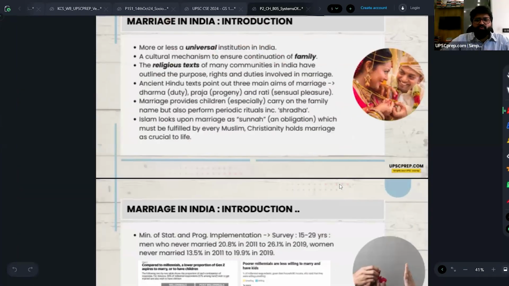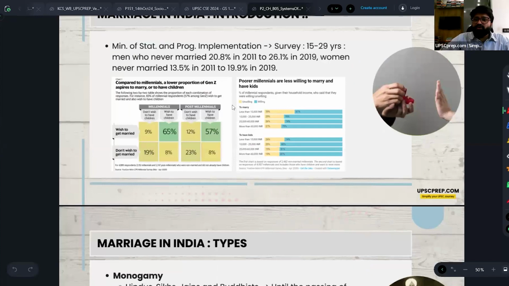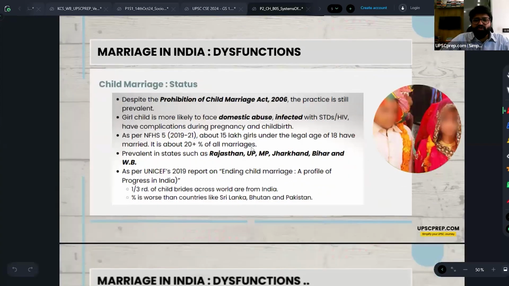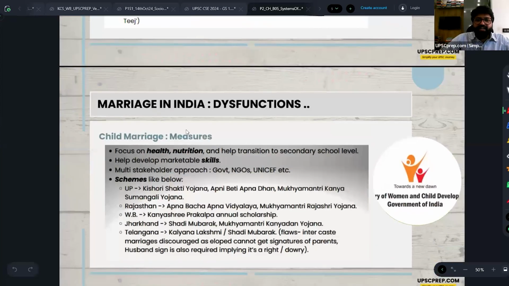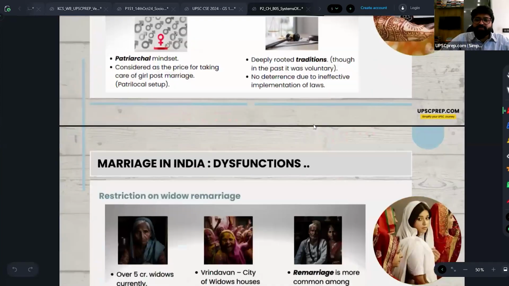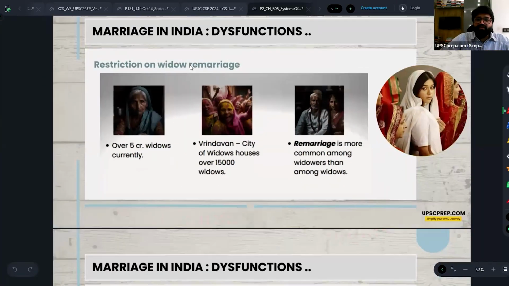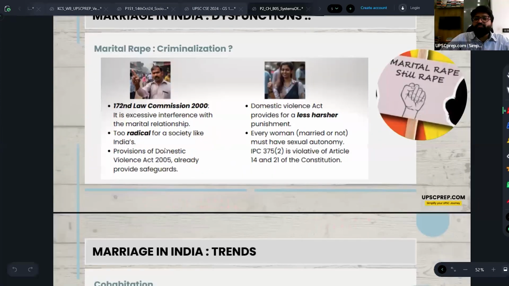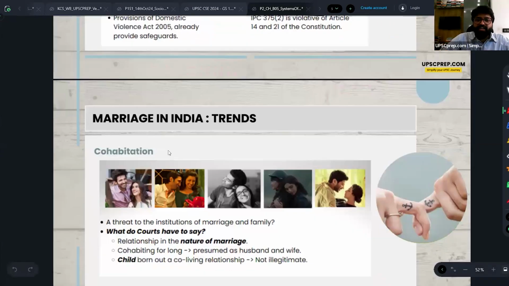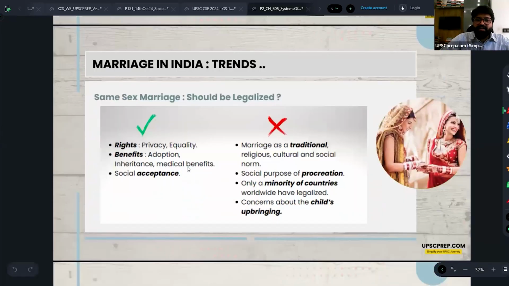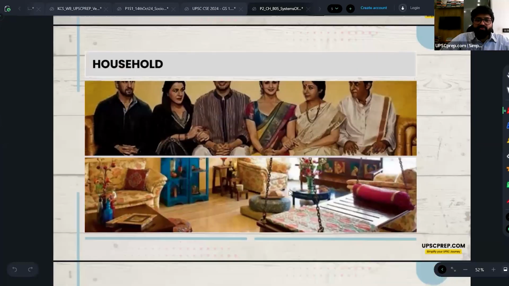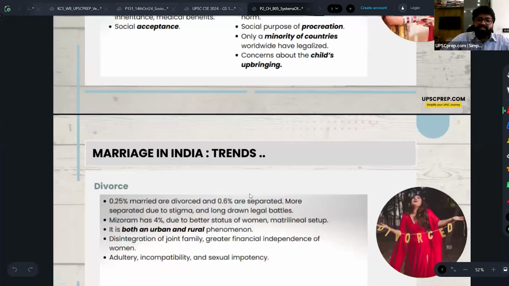so many things that we're including, a lot of surveys, a lot of data that we're going to discuss as part of sociology. What are the dysfunctions? What are the functional aspects? So here I've mentioned some. Even in the classes of the previous batch, I've spoken about marital rape. I've spoken about the data in terms of how much the intercaste marriages are.